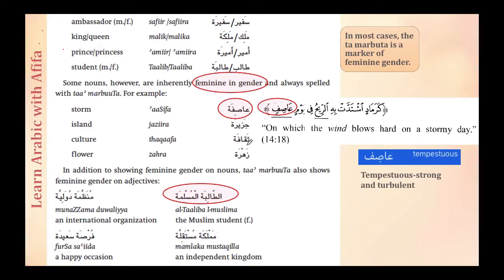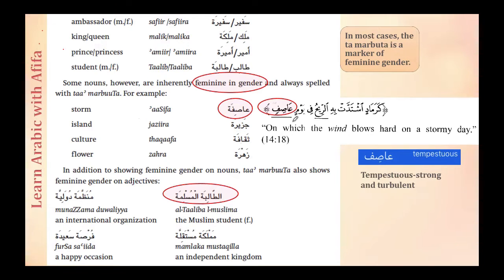For example, thaqafa, thaqafatun, this is culture. This is also a feminine word. You cannot remove the ta and expect it to be a masculine word. This is by itself feminine, like jazira. Again, this is a feminine word. Now asifa, this means storm. And with the ta marbuta, it means storm.